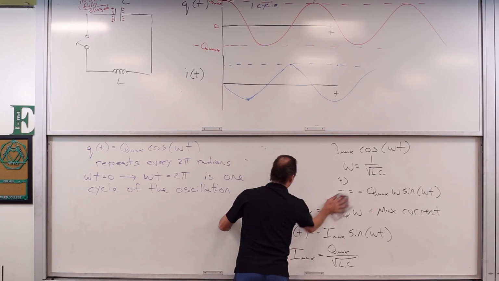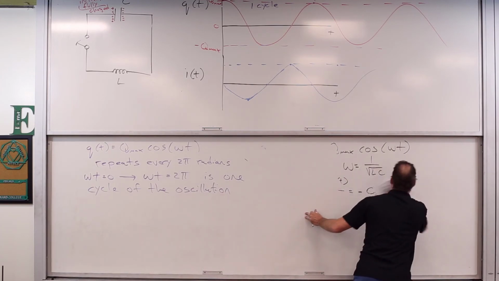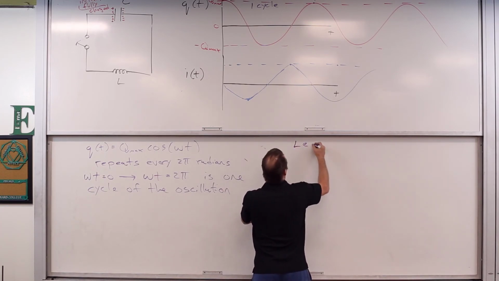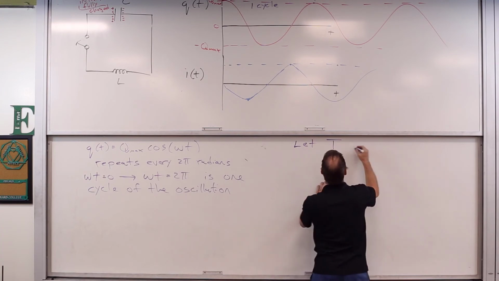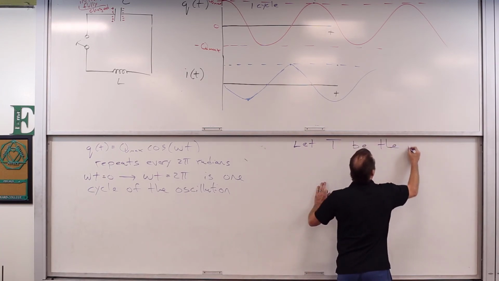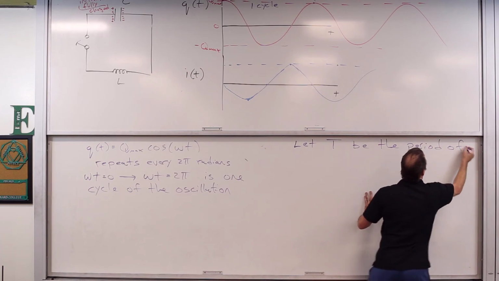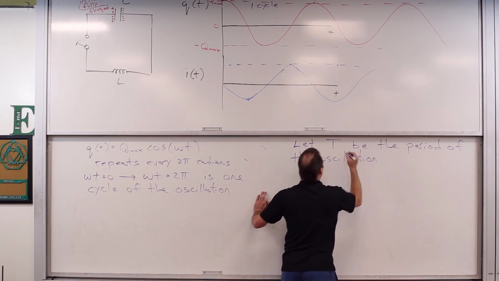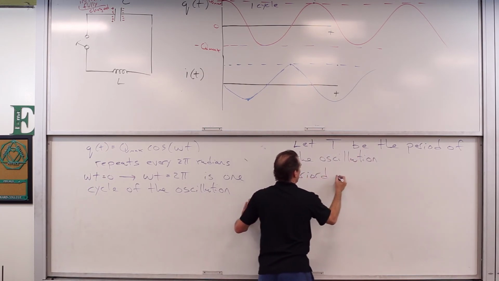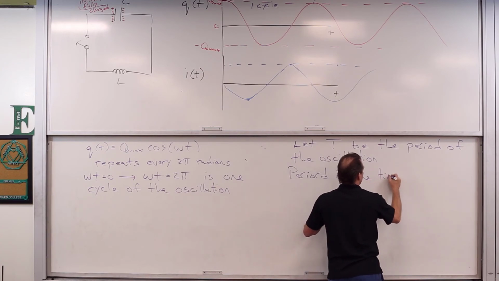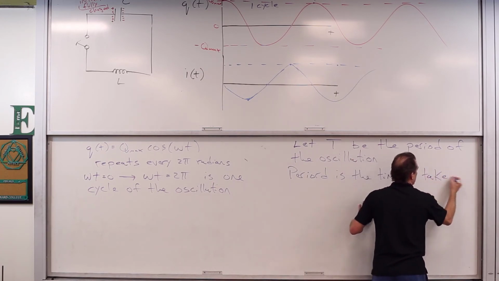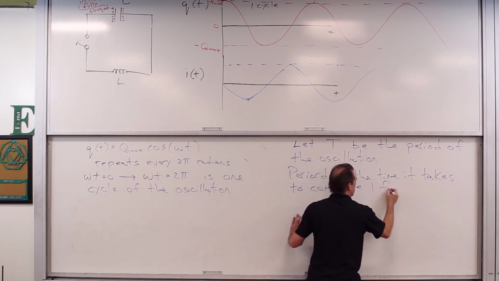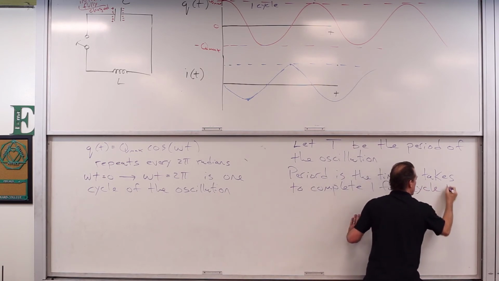So with this, we can now do something. Let T, capital T, be the period of the oscillation. Period is the time it takes to complete one full cycle, by definition.